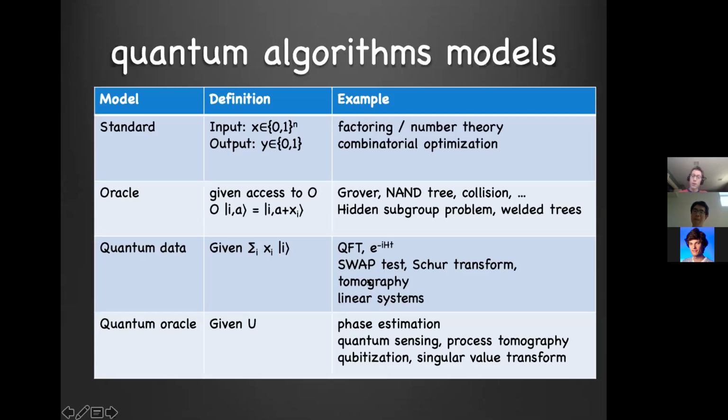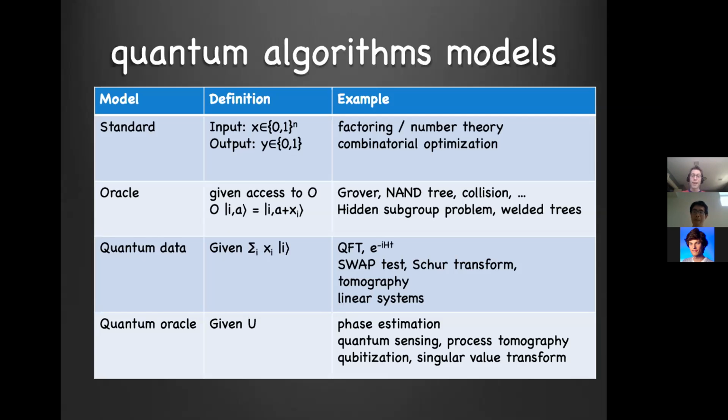State tomography could be thought of in this area. The linear system solvers, I guess they use a mixture of quantum data for the input state and an oracle to specify the matrix. So they mix two of these models. And the final one that combines both of these is you could have a quantum oracle. So you're given access to a large unitary transformation and you want to do something with it. And this is, of course, super important in many cases.